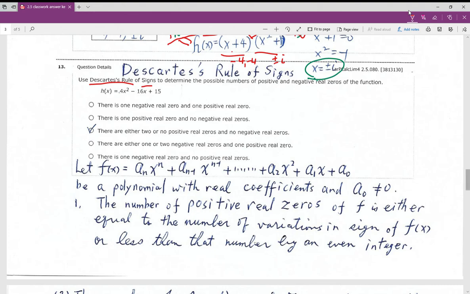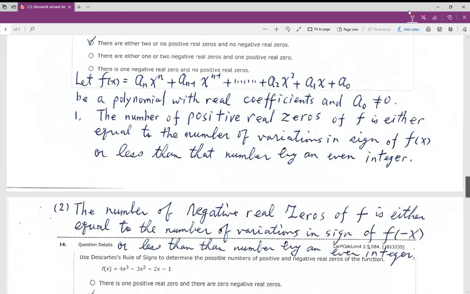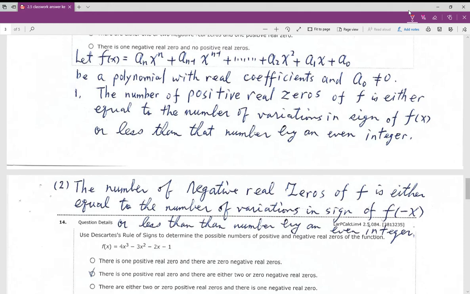Okay, so this formula gives you some idea. The number of the positive real zeros of the function is either equal to the number of variations in sign of f(x), or less than that number by an even integer. I say this formula is pretty hard. Why? Because of those long sentences, how do you understand, right? So how about we go directly to the example here.